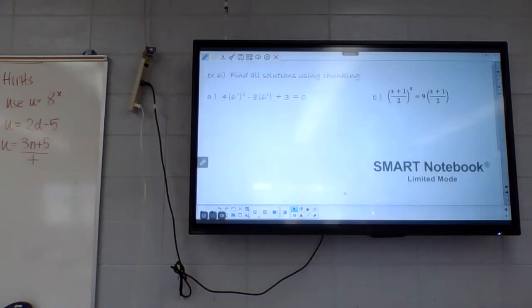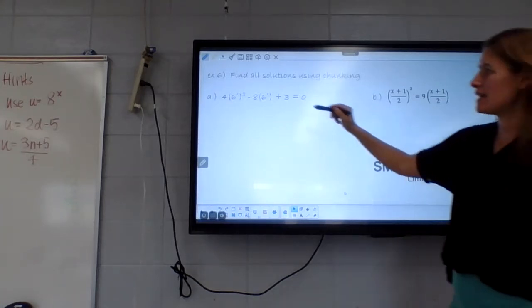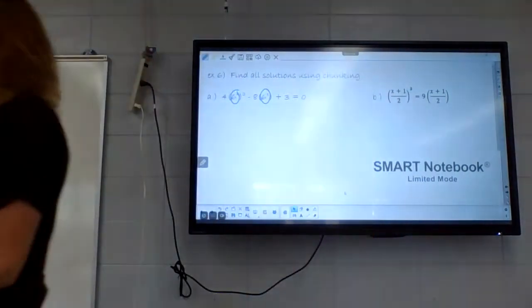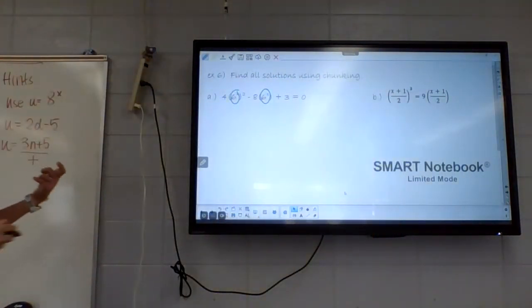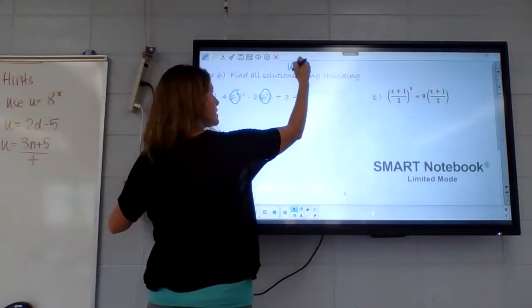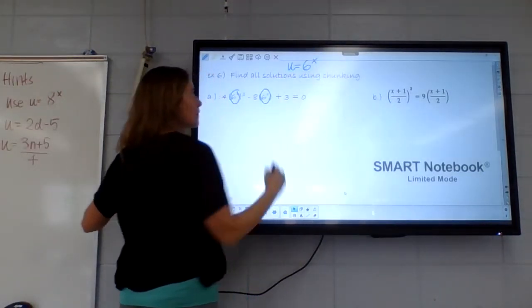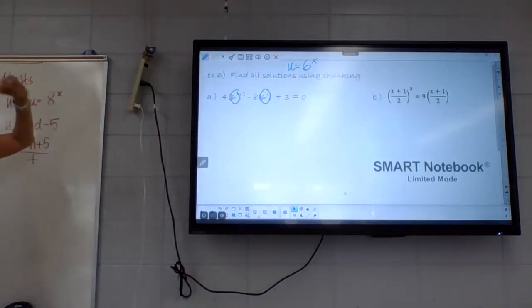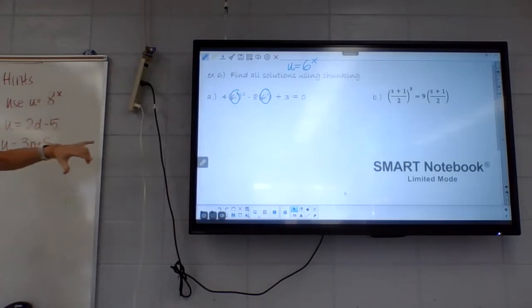So in our example 6a here, again, really complicated. I have the 4 times 6 to the x, and 6 to the x to the second power. That's really complicated. But I see I have this 6 to the x power in both places. So instead, I'm going to call that u. In this problem, I'm going to say u is 6 to the x power. And I'm just going to set that aside, try to ignore that, and solve it now using my u's.